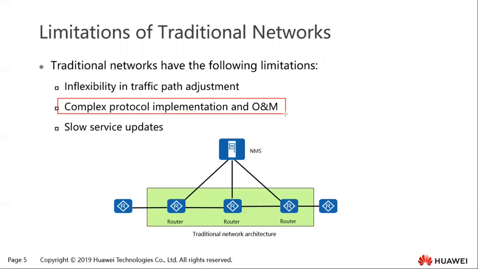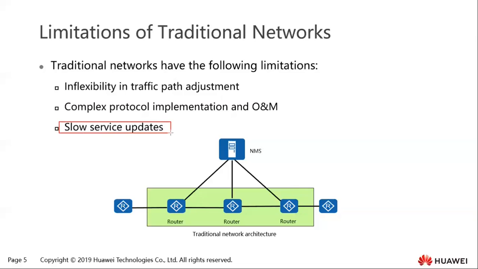The other one is complex protocol implementation and operation and management. Traditional networks use complex protocols such as BGP, MPLS, OSPF, ISIS, VRRP, etc. So you see, there are quite many, and most of the time, again, you have to configure all the network equipment that needs to use that particular protocol. So it can also be very strenuous. So complex protocol implementation and operation and maintenance.